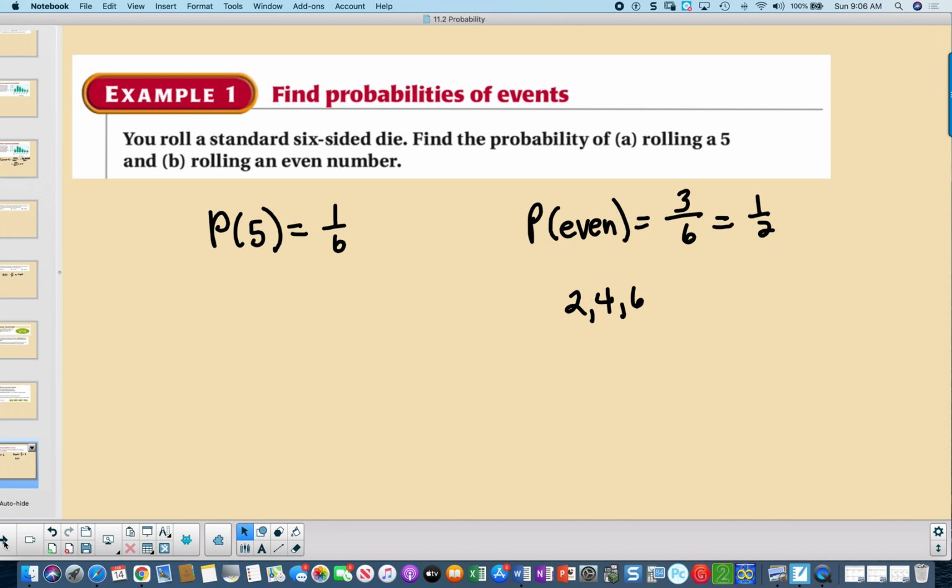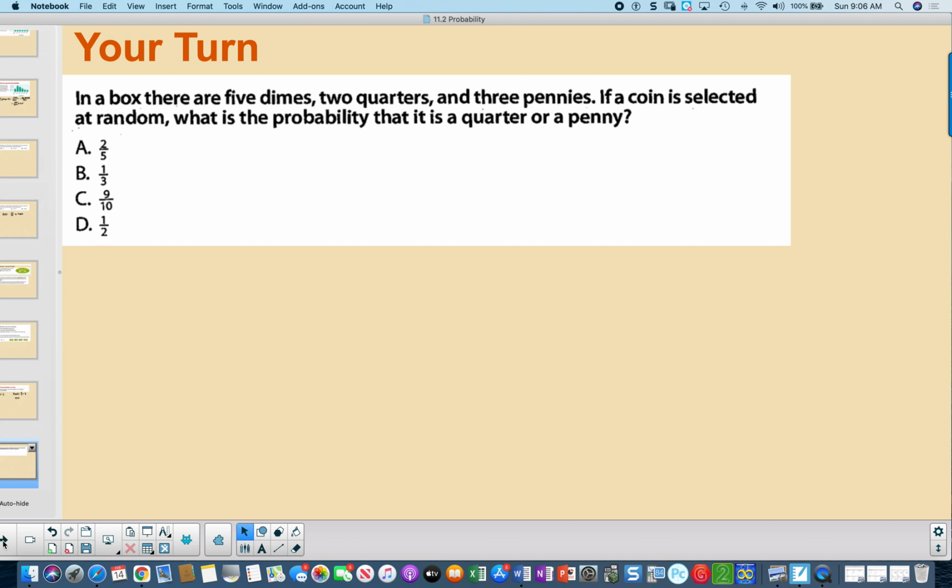All right, let's take a look at the probability of a 5, which is similar to what we just did. So that would be 1/6. What about even? When you roll it once, the numbers 2, 4, or 6 are the likely, which is 3 out of the total 6, and that reduces to 1/2. Pause and see if you can come up with the answer.